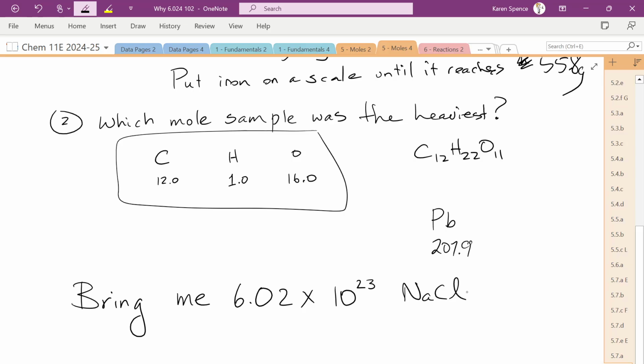Is it a molecule? Formula units, yes. So I want you to bring me 6.02 times 10 to the 23 sodium chloride formula units. There's a bunch of salt here. I'll get some more spoons. All right, you can use beakers. You can use a scale. And if you get stuck and you're like, I don't know what to do, call me over. Okay?